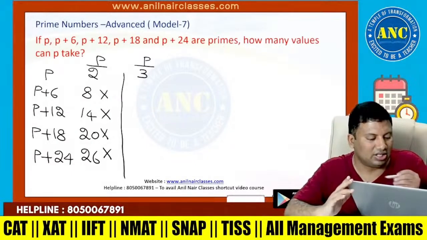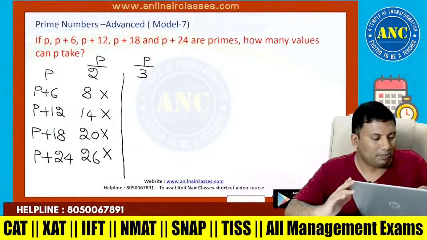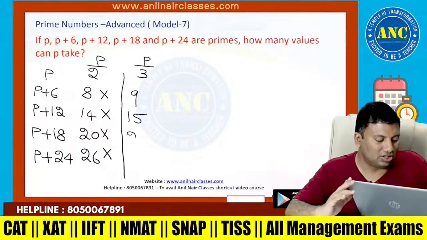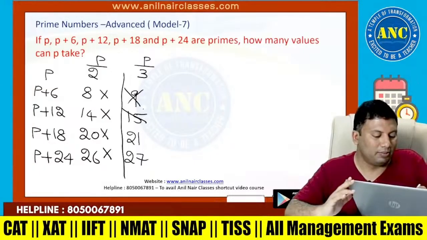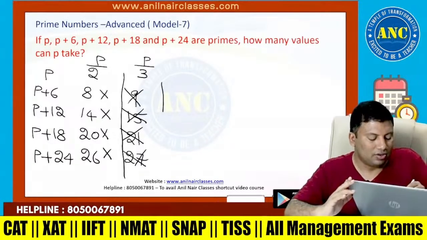If it is 3, 3 plus 6 is 9, 3 plus 12 is 15, 3 plus 18 is 21, 3 plus 24 is 27. All are divisible by 3. So this also will not make it.